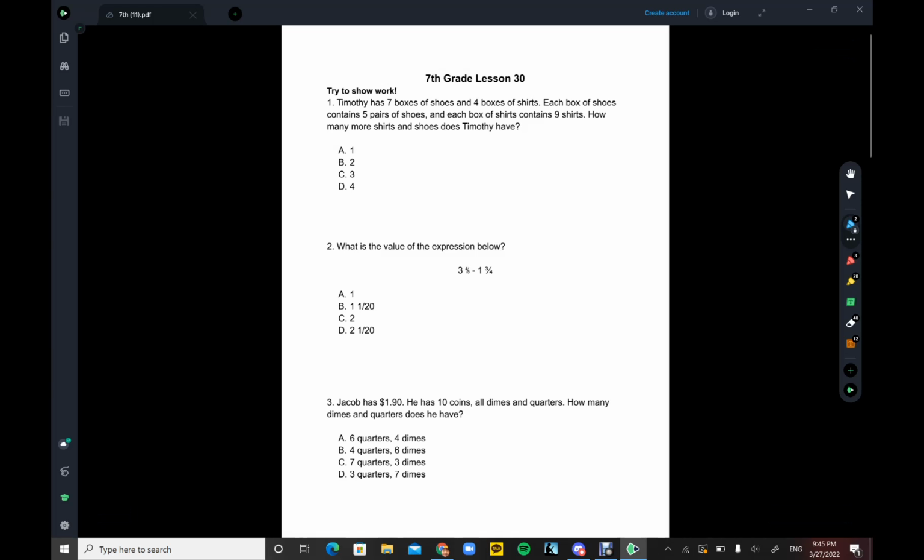So let's start off with number 1. Number 1 is asking, Timothy has 7 boxes of shoes and 4 boxes of shirts. Each box of shoes contains 5 pairs of shoes, and each box of shirts contains 9 shirts. How many more shirts and shoes does Timothy have?